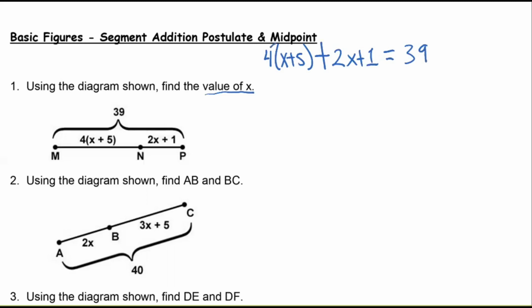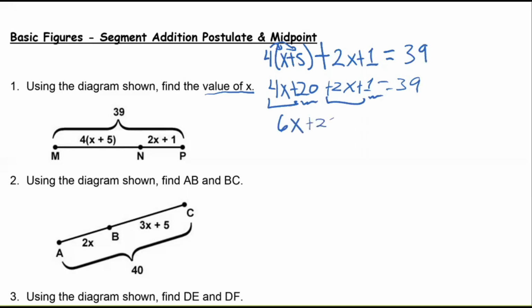And now it's just simple solving for x. So here, distribute the 4. 4 times x is 4x. 4 times 5 is 20. And then I have plus 2x plus 1 equals 39. Now combine like terms, combine your x's and combine your numbers. So 4x plus 2x is 6x. 20 plus 1 is just 21, equals 39.